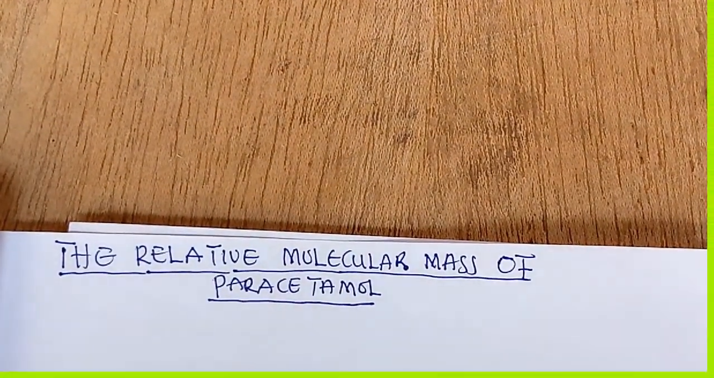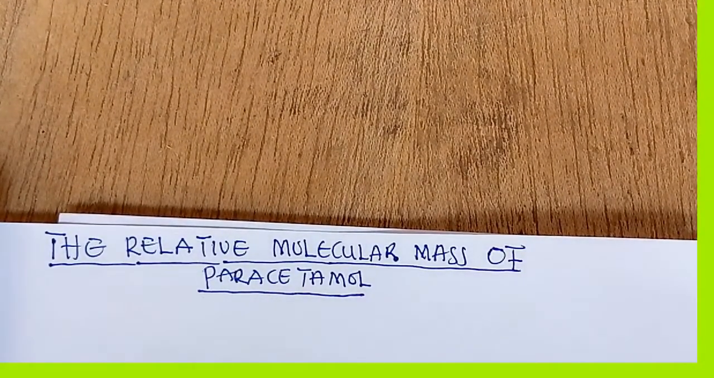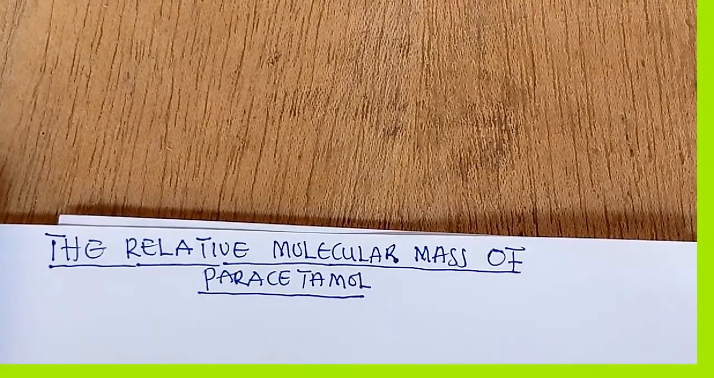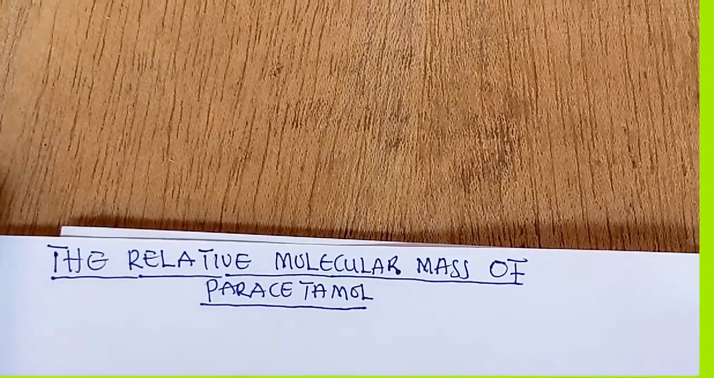Okay, this is Richmond once again, and we're continuing the tutorial from where we ended the other day. It's all about relative atomic mass of compounds, and I really love this one.